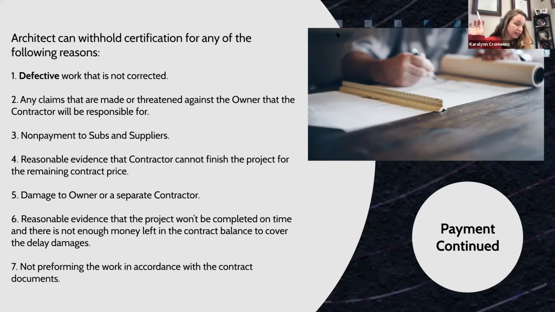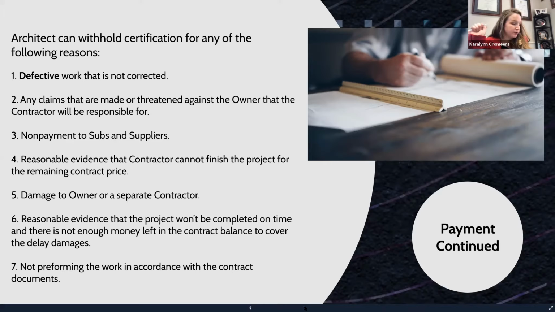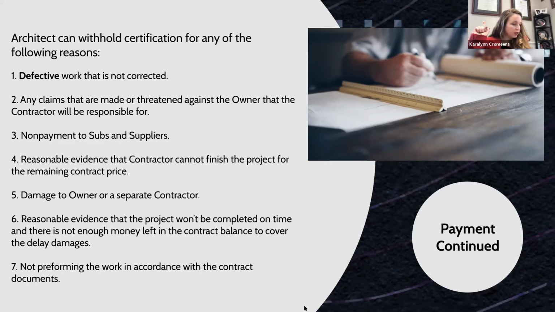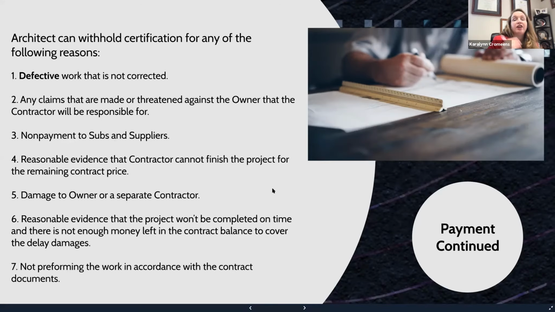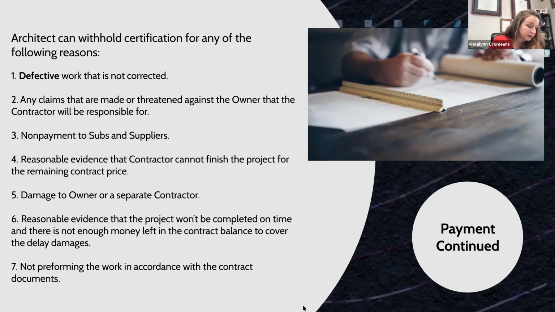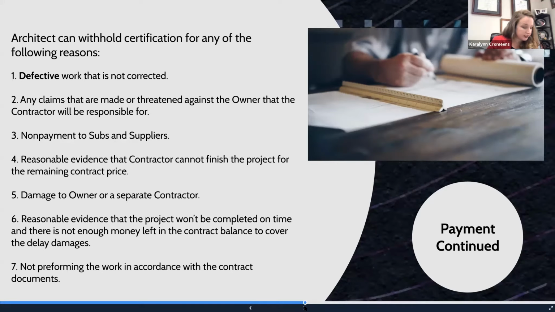So a third reason that the certification be withheld is for non-payment for subs or suppliers. Another reason is that if, in the architect's opinion, the contractor cannot reasonably finish the project for the remaining contract price. Damage to another owner or separate contractor, or reasonable evidence that the contractor won't finish the project on time and there's not enough money left to cover the delay damages. These are all reasons why the architect can withhold certification of payment.